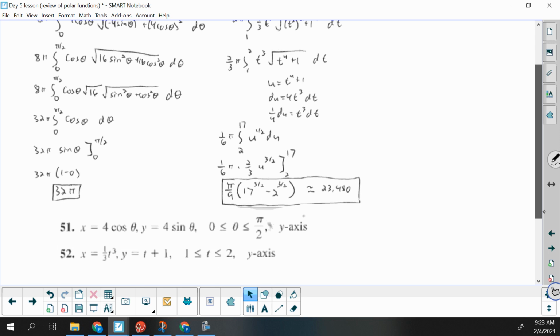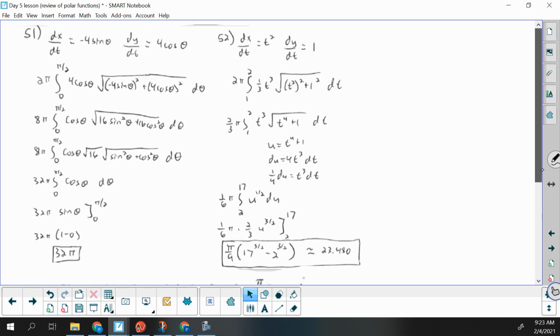This one was going over the y-axis, that's why our x is the radius. You can pull the 4 out. When you square the things under the radical, you can take out a square root of 16, which would leave you with the sine squared plus cos squared, which is just 1. So then I took that square root of 16, or in other words 4, and put it out with the 8 pi to make 32 pi. Do your antiderivative, sub in, you get 32 pi.